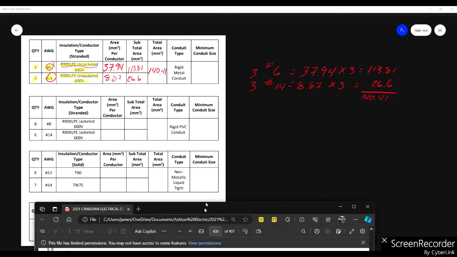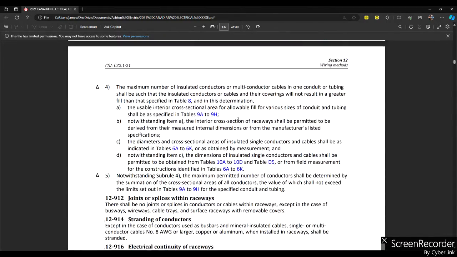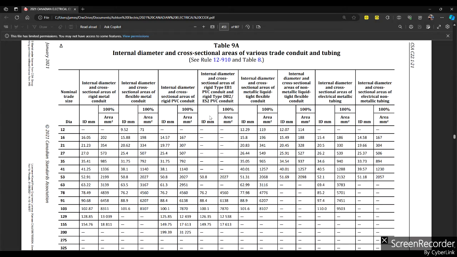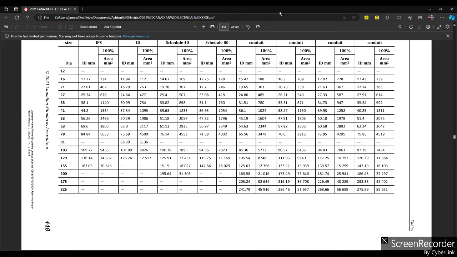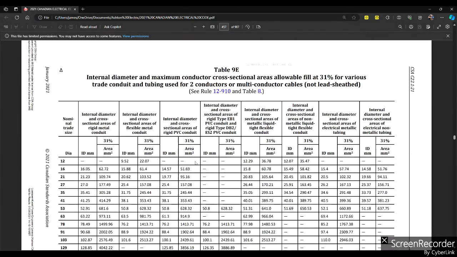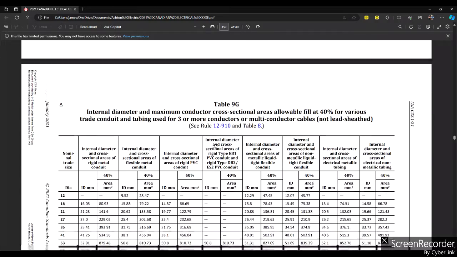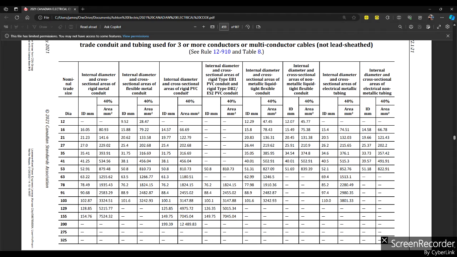So I'll slide this back over, bounce around. Now again, these are all laid out exactly the same. The only difference is percentage, and since we have a total of 6 conductors in this conduit, table 8 tells us that we have to use 40% conduit fill. Okay, so we're going to scroll down to 40%. That gets us 9G, and we're using rigid metal conduit. So that's your first option here.